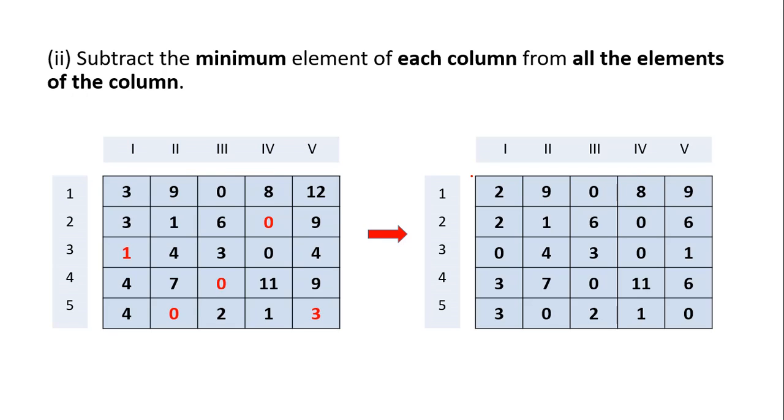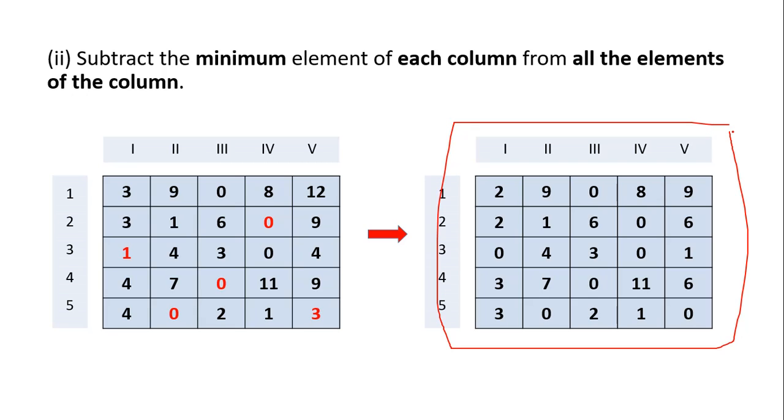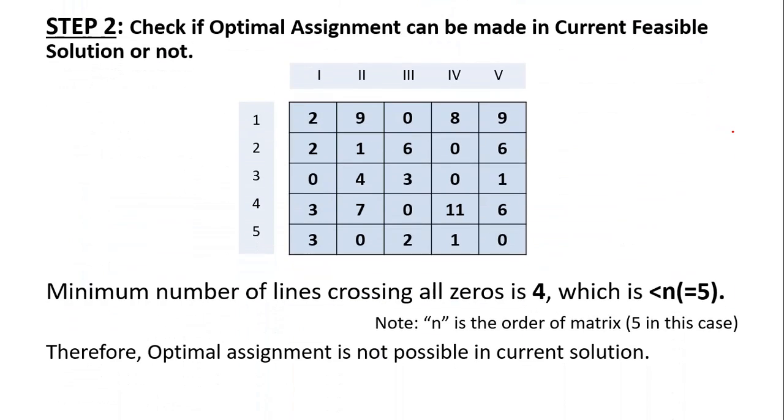Now moving on to the second step. Once we have this table, the current feasible solution, in the next step it undergoes the checking of the optimal assignment. Now what is this optimal assignment? Here you can see, we check if the optimal assignment can be made in the current feasible solution or not.